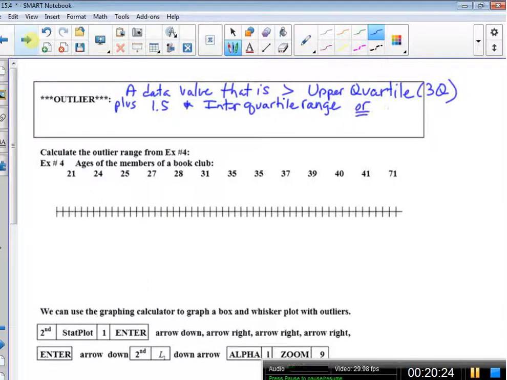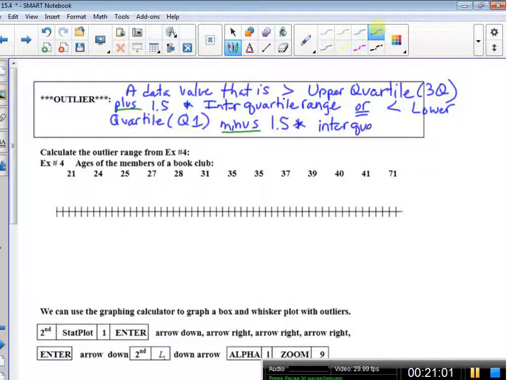Or less than the lower quartile, which is quartile number 1, minus, okay, so we have some keywords, minus, plus 1.5 times the inner quartile range. So that little asterisk means times.